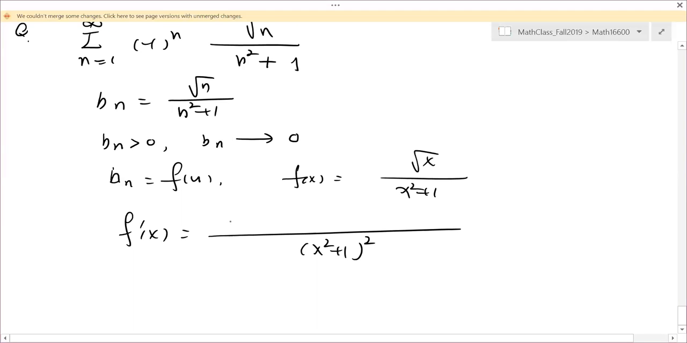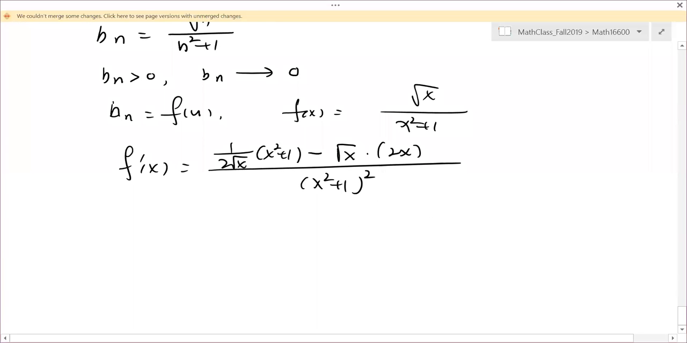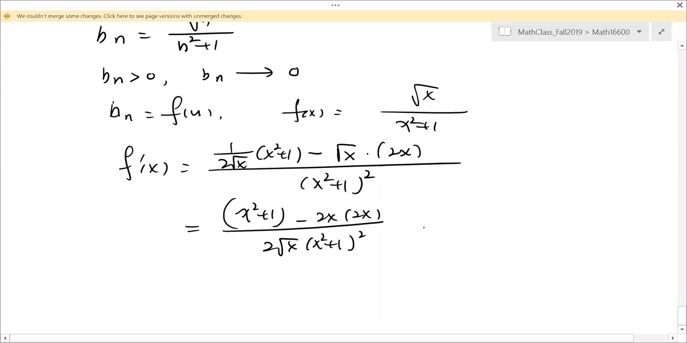All right, so find the derivative, minus square root of x and 2x. Okay, well, how can I simplify? Well, you take square root of x, you put it in the denominator. So you only have x squared plus 1 here. But then you get 2 square root x is 2x times 2x. Okay? So you get 1 minus 3x squared.